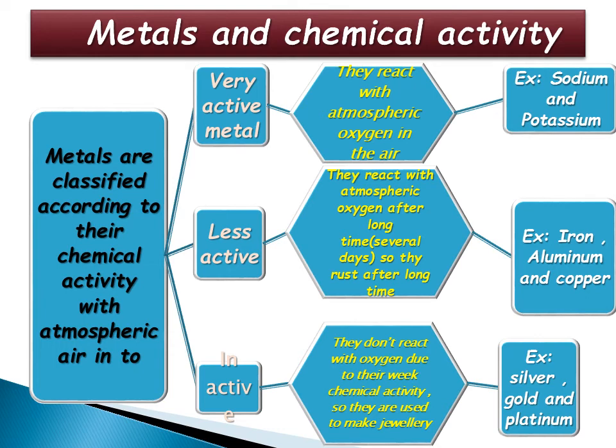So we have very active metals like sodium and potassium, less active like iron, aluminum, and copper, which get rust after a long time, and inactive like silver, gold, and platinum. So they are used to make jewelry because they don't react with oxygen.